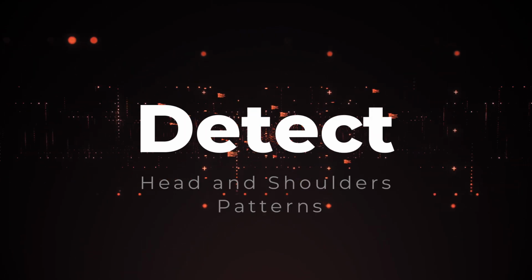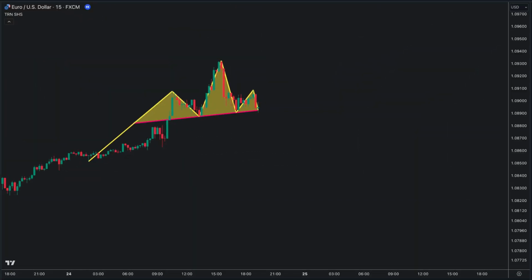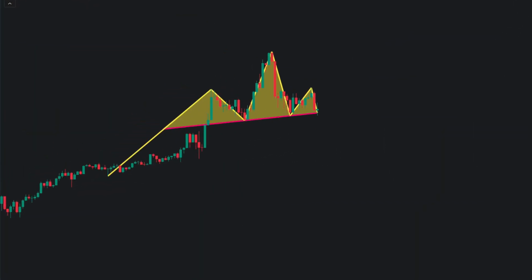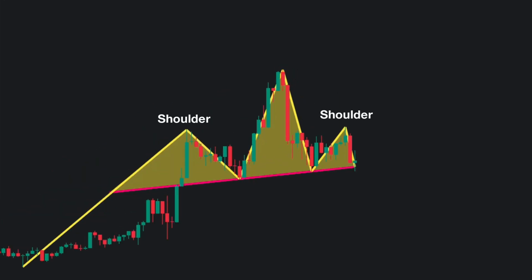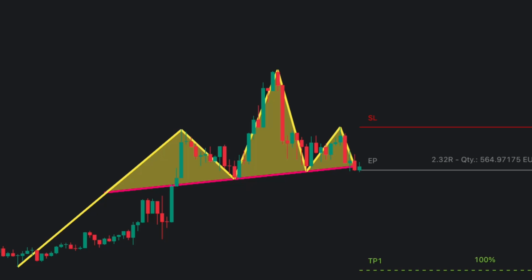Now let's move on to our head and shoulders indicator. The head and shoulders pattern in general is a classic reversal pattern. After an uptrend, it forms two shoulders with a higher head in between. A break below the neckline, the support level connecting the base of the shoulders, marks a potential bearish turn. The pattern gets confirmed with candle close below the neckline.